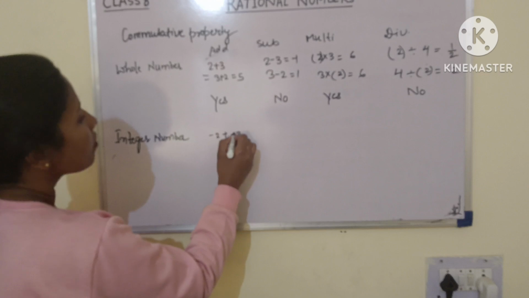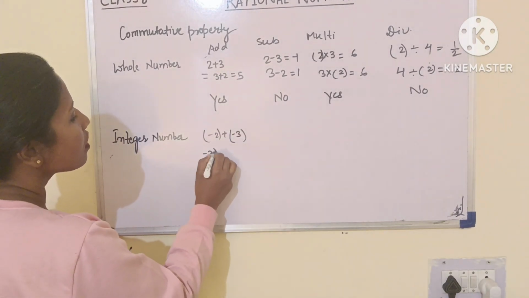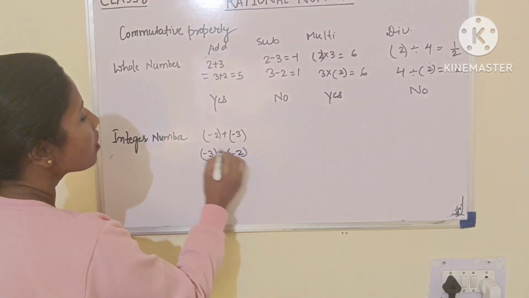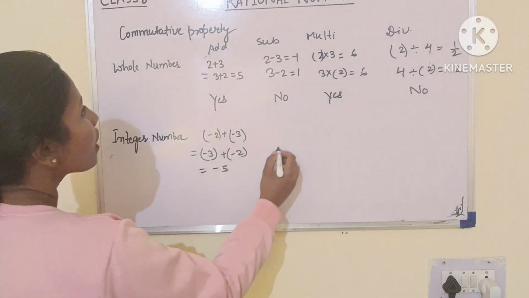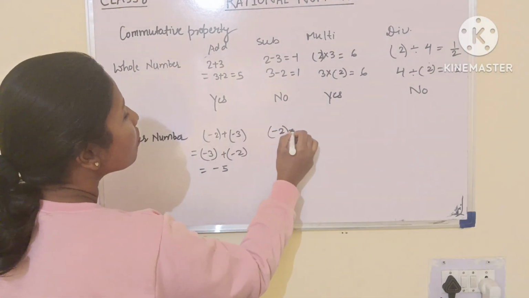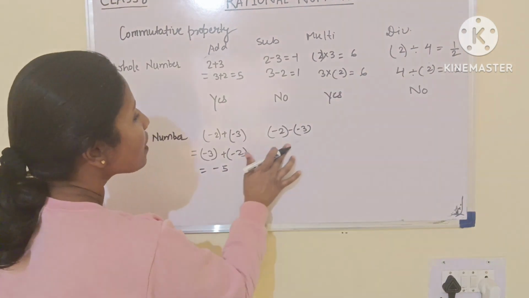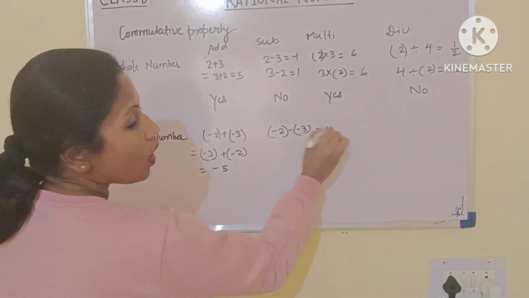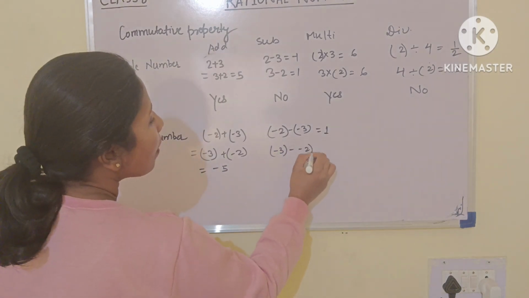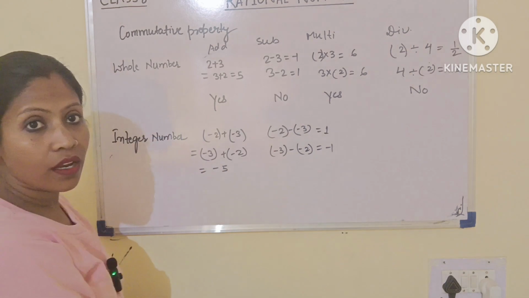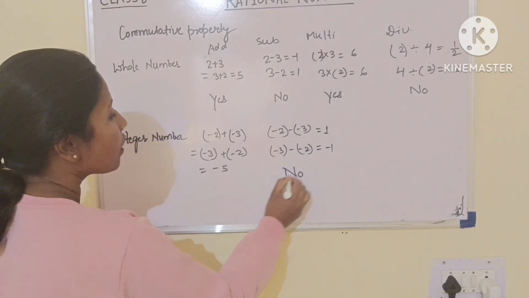Talk about the integers. So minus 2 plus minus 3 gives a result of minus 5, and it is the same in either order. Here minus 2 minus of minus 3, you will get minus 2 plus 3. This will give you 1. And here if you are talking minus 3 minus of minus 2, you will get a minus 1. So the result is different.